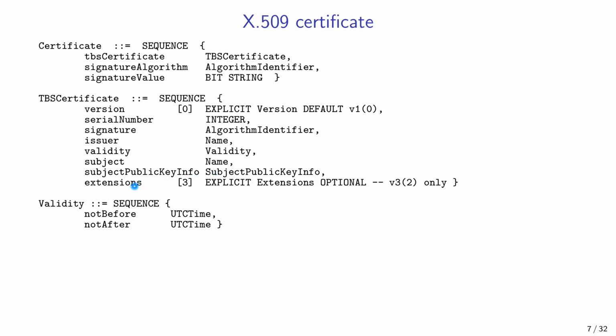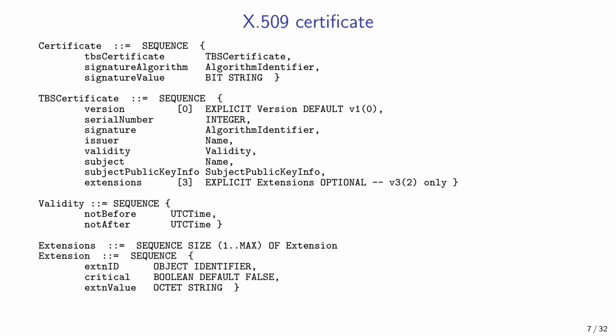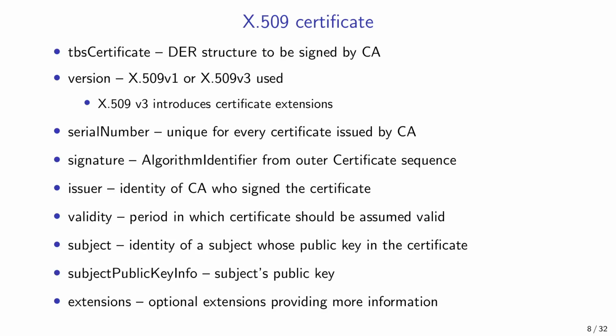Then there can be certificate extensions, which are optional. Every extension has an object identifier identifying the type of extension, criticality flag, and extension value. We will take a deeper look at the most popular extensions in a few slides. The certificate structure you see on this slide is defined in this RFC. This summarizes what we discussed on the previous slide.